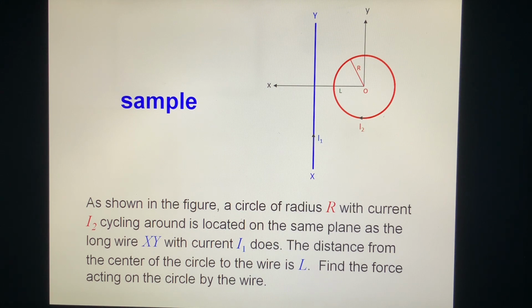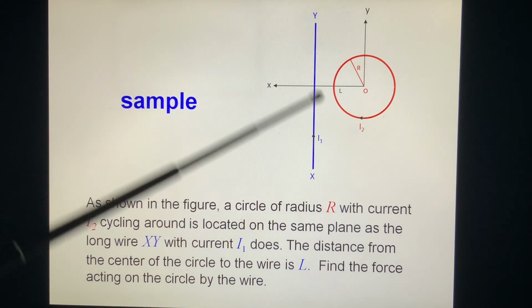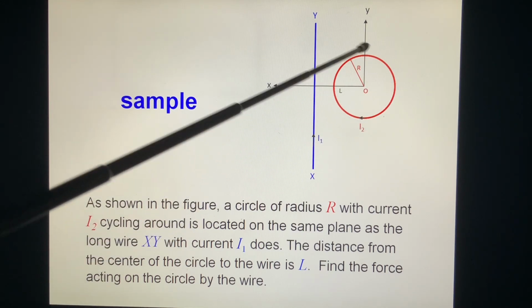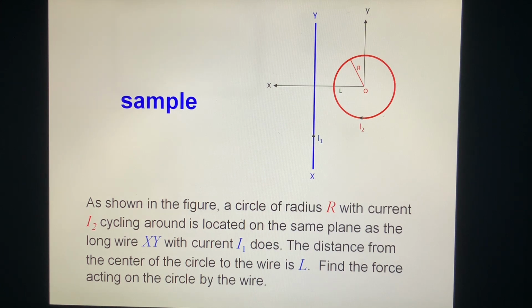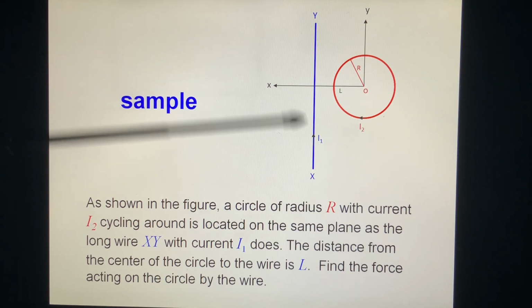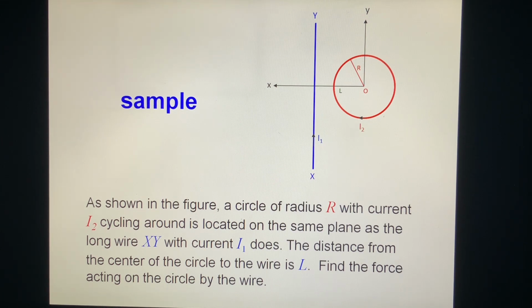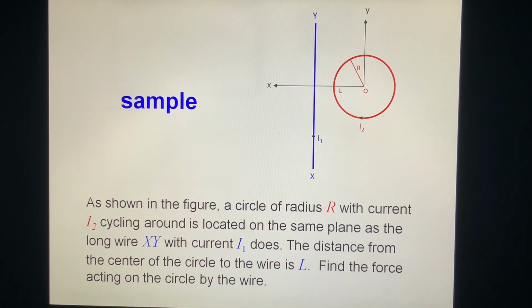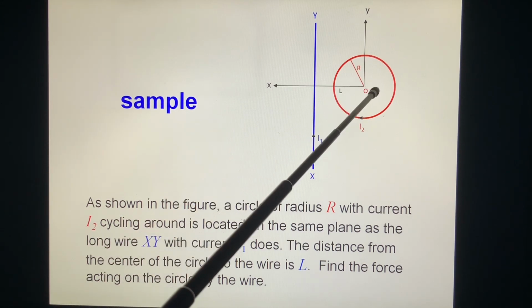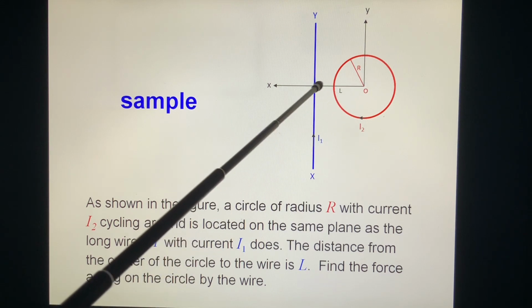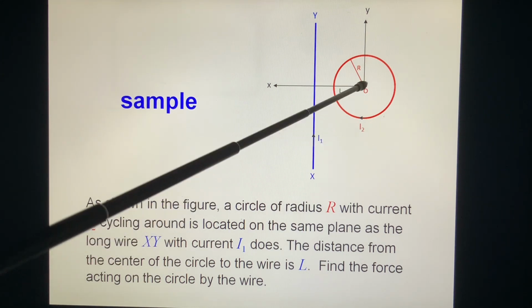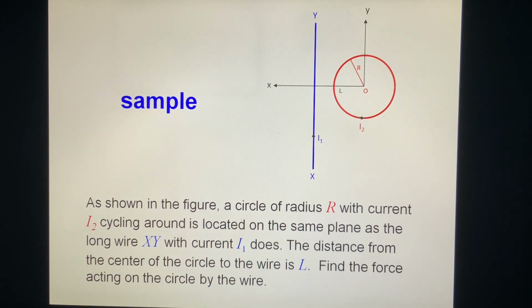Example. As shown in the figure, a circle of radius r with current I2 circling around, this I2 is this direction, okay, is located on the same plane as a long wire with current I1. This I1 goes up. The distance from the center of the circle O to the wire is L. Find the force acting on the circle by the wire, because it has produced magnetic field and you have a current.